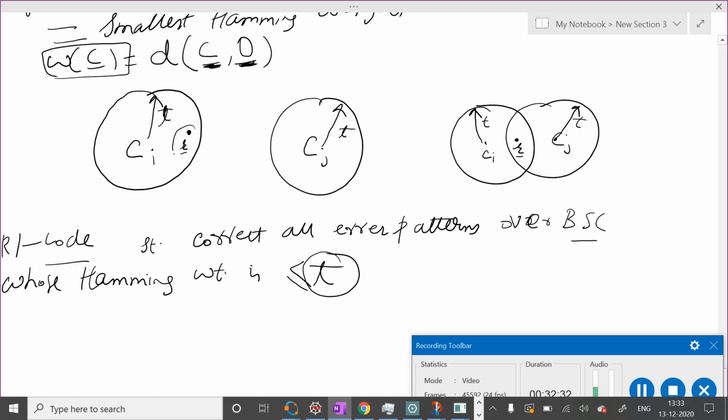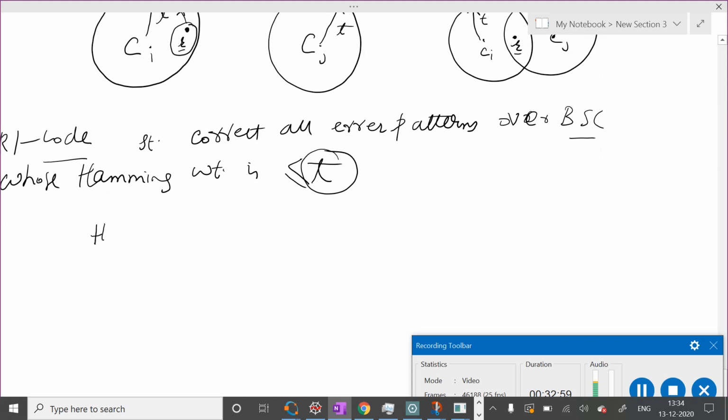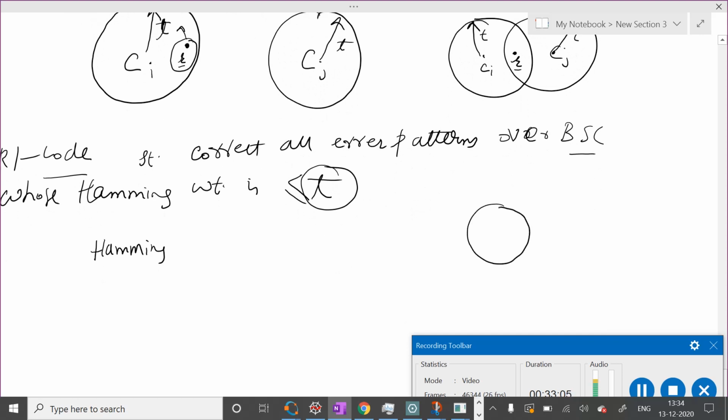See, in this case we know that the received vector is still in this sphere, so it is the CI code word which was transmitted. But if the code structure is such that the Hamming distance between the codes is such that the received vector falls at the intersection of two spheres, then we cannot correct the error. So what is the worst case? The worst case is that they are just touching each other. So this is t, this is t, this is CI, this is CJ.